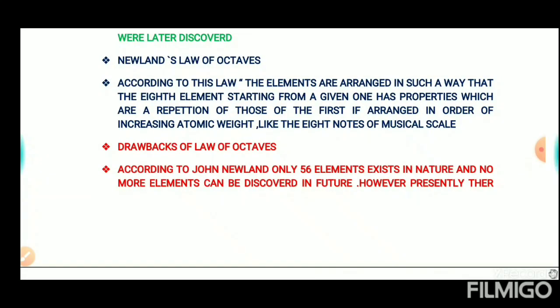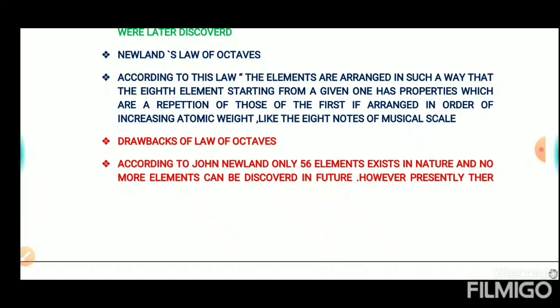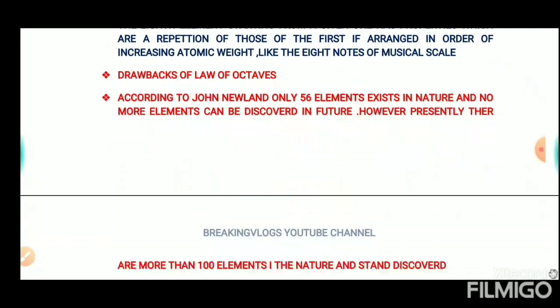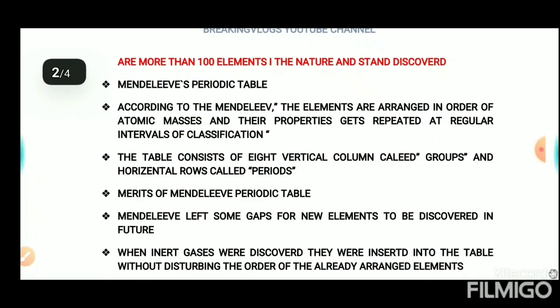There were certain drawbacks of the law of octaves. According to John Newlands, only 56 elements exist in nature and no more elements can be discovered in future. However, presently there are more than 100 elements in nature and more are still being discovered. This was an important shortcoming of the law of octaves proposed by the English scientist John Newlands.